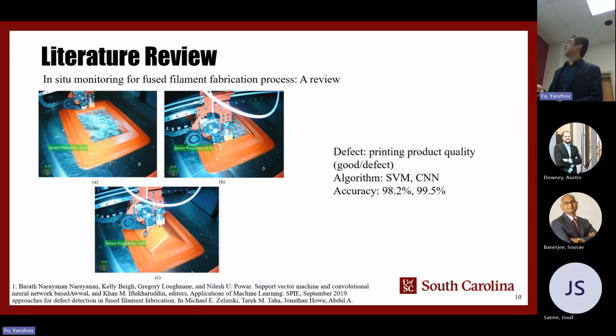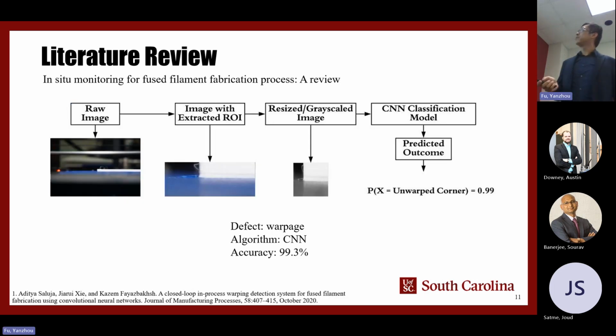Here is the geometry error detection system. It also uses two different algorithms, support vector machine and convolutional neural network. The accuracy is around 98% and 99%. What I need to mention here is this system can give out the real-time defect probability. And also, the convolutional neural network used in this project to detect the corner warpage achieved an accuracy of 99%.